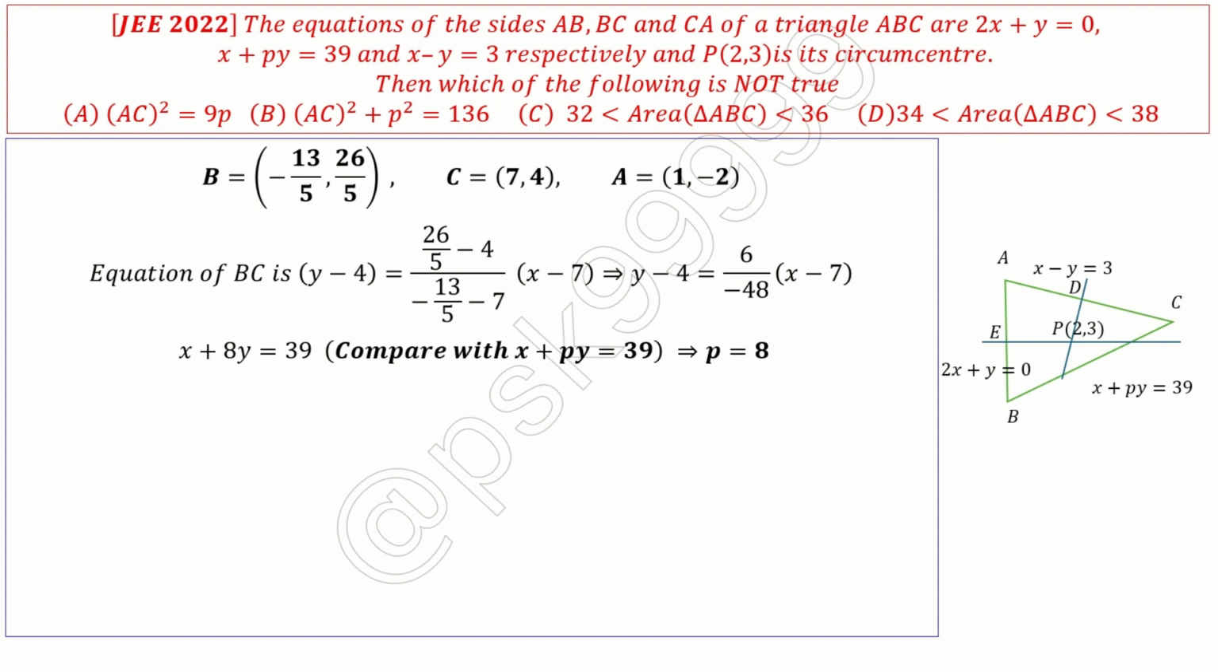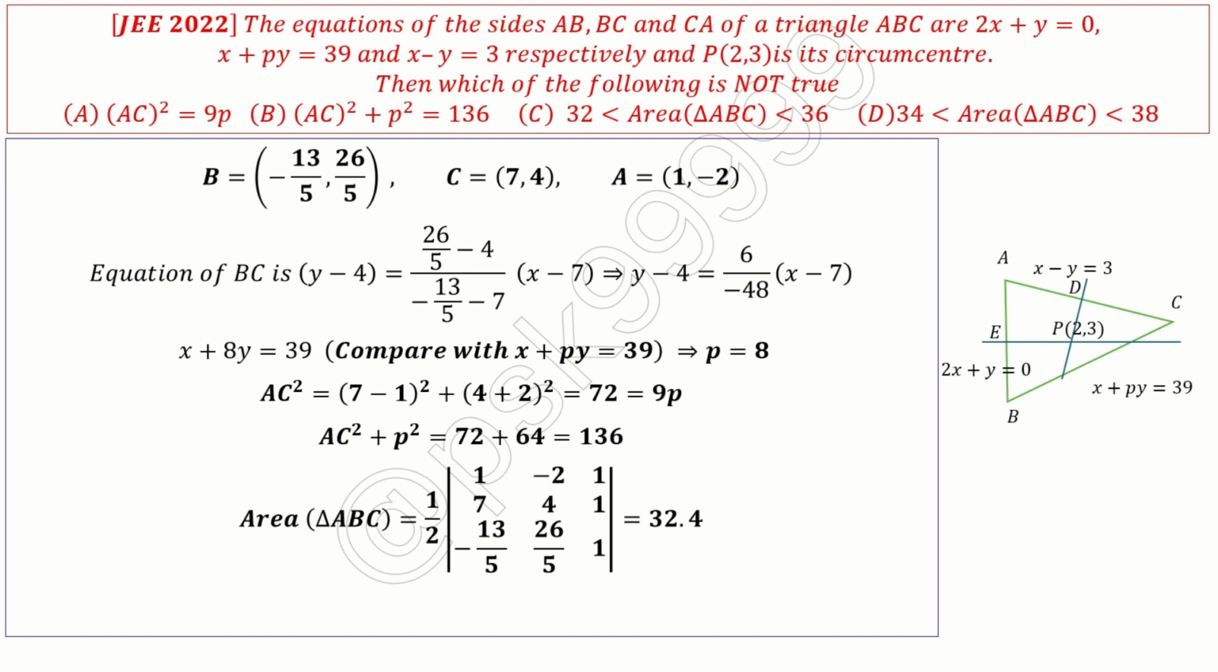All the vertices and P are known. Now let me cross check all the options. AC square equal to 72, which is the same as 9P; 9 into 8 is 72, so it's true. AC square plus P square equal to 72 plus 64, which is 136. That's true. Now the area of triangle ABC, I will apply the matrix determinant method. I am getting approximately 32.4. So option C is correct, because the area is between 32 and 36.